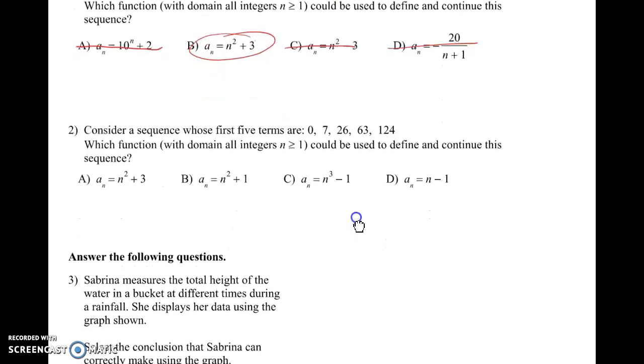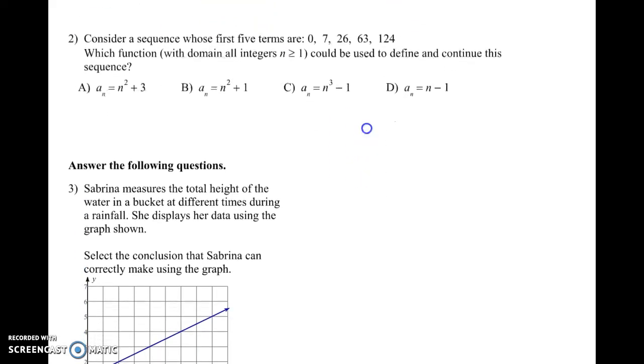So look at question 2. Consider the sequence whose first 5 terms are 0, 7, 26, 63, and 124. And right off the bat, I don't see anything that screams out to me, except that I do know that 125 is 5 cubed. So this kind of looks like 5 cubed minus 1 to me.